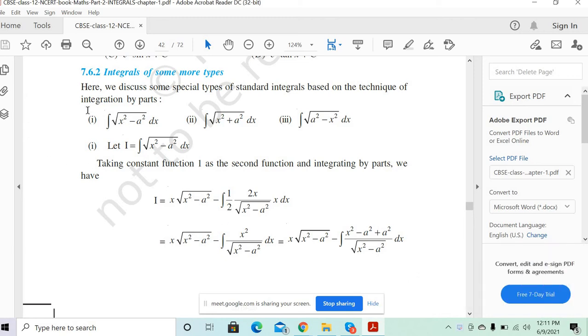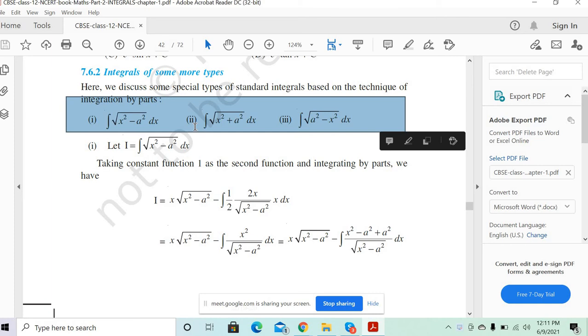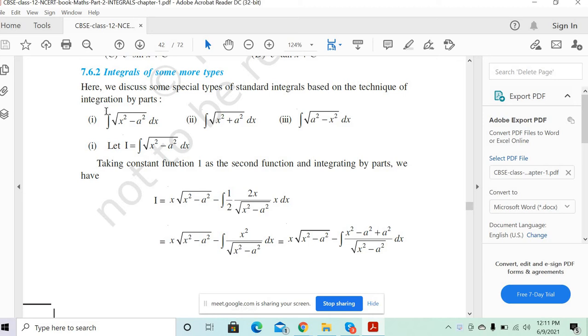Integrations are more time. So here we have three formulas. Three formulas are important: root of x square minus a square, root of x square plus a square, and root of a square minus x square. Whatever the reciprocal, I think you have already done in the previous part, right? So now we have the root of x square minus a square. What will be the integration of this? So we'll use the same integration by parts only, right?